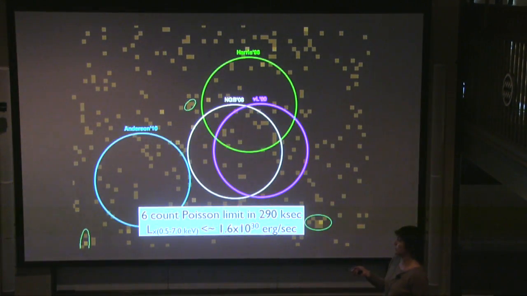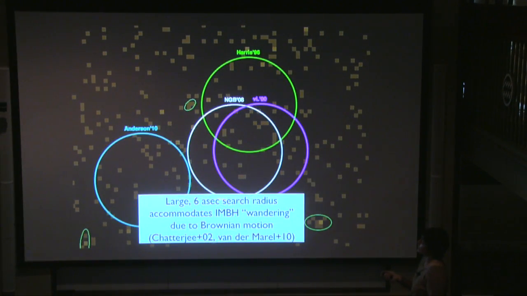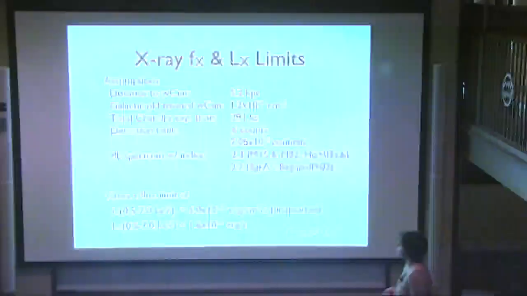So a 6-count Poisson limit is about at the limit of our data here in the central regions of Omega Centauri, and this corresponds to an upper limit in the X-ray around 1.6 times 10 to the 30 ergs per second. We did search a very large 6 arcsecond error circle for all of these different central positions because it's possible an intermediate mass black hole may actually wander around in the center of the cluster sort of due to Brownian motion. And so we did indeed search over a fairly large area.